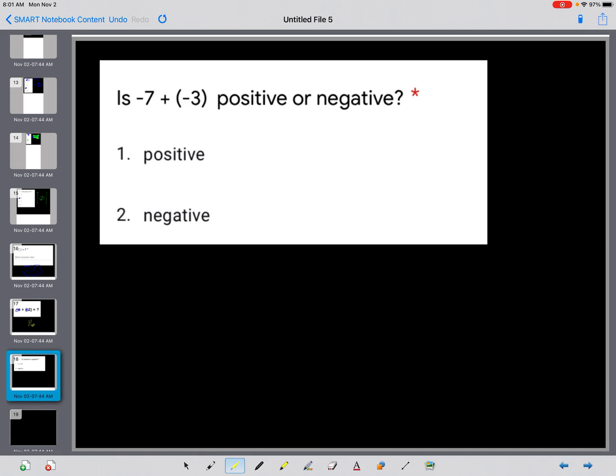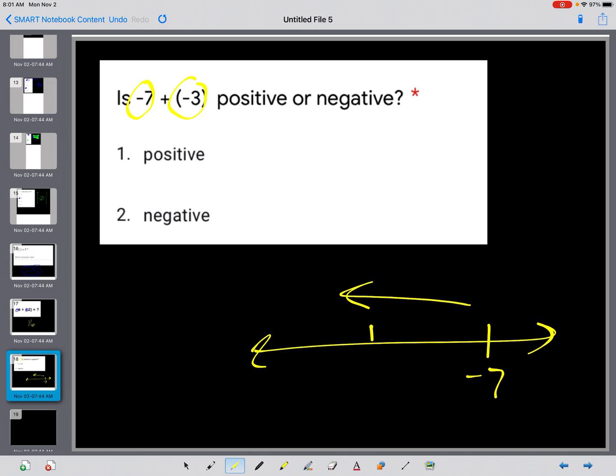And finally, here we're being asked, if you're adding -7 and -3, is the answer going to be positive or is it going to be negative? We went over this in a previous example, but whenever you're adding integers with the same sign, you're going to use that common sign in the answer. So we have -7, we're adding another -3. If you're starting at -7, we're moving again left, so this is going to stay negative as we get to -10. So the answer here, of course, is going to be negative.